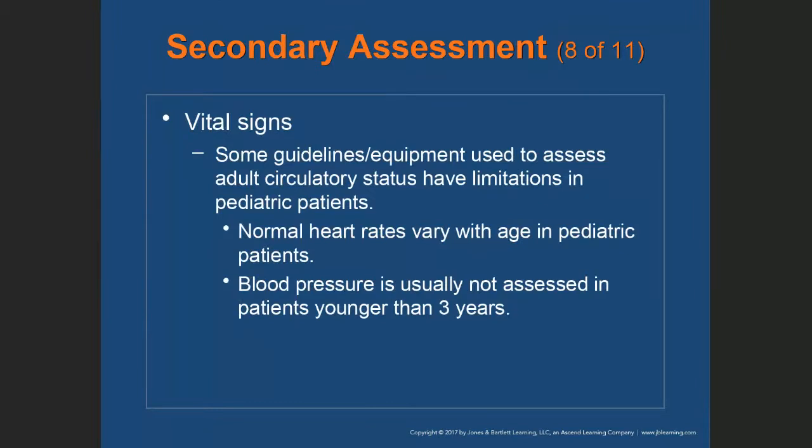Vital signs. Some guidelines: equipment used to assess adult circulatory status has limitations in pediatric patients. Normal heart rate varies with age in pediatric patients. The blood pressure is usually not assessed in patients younger than 3 years of age.